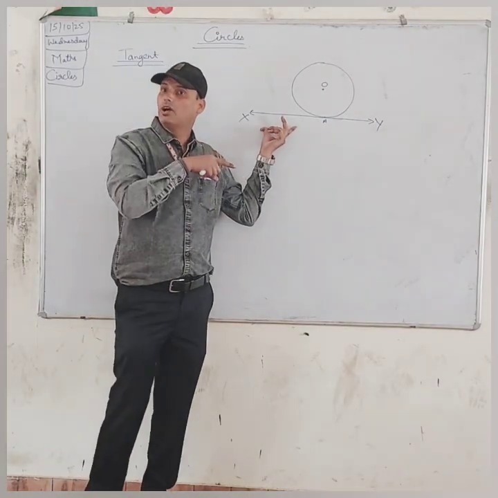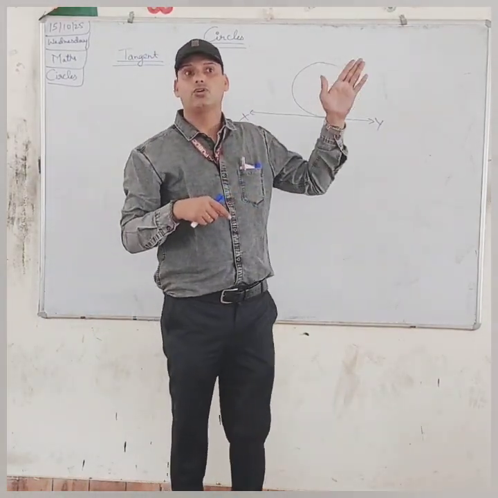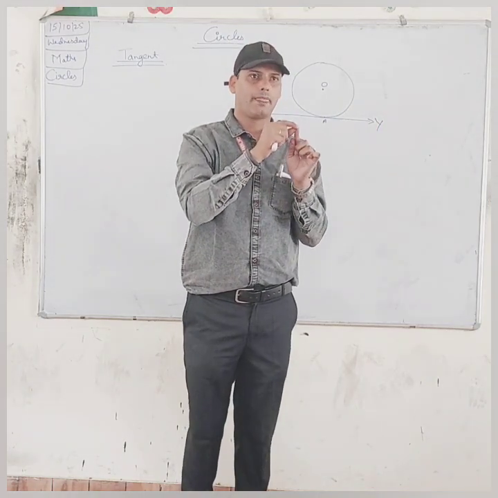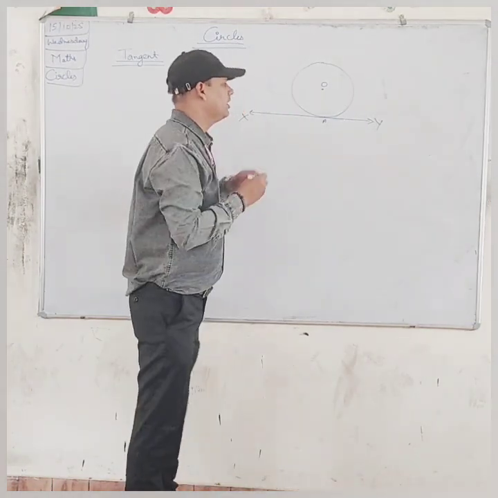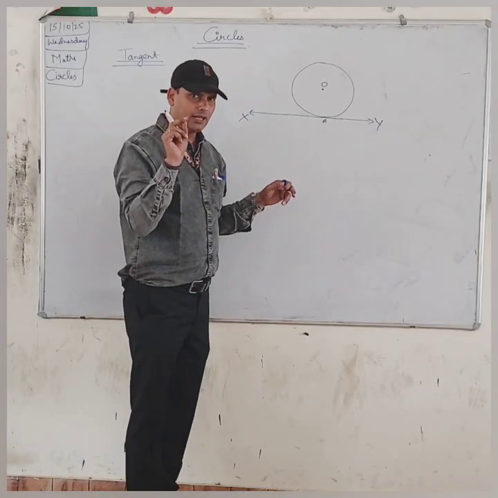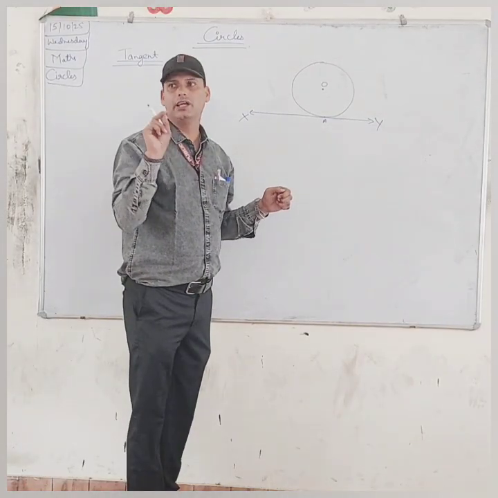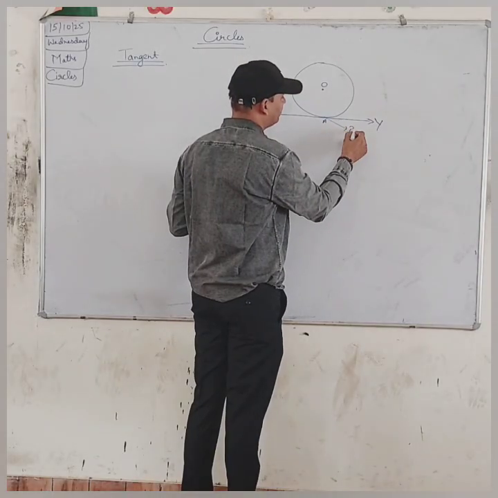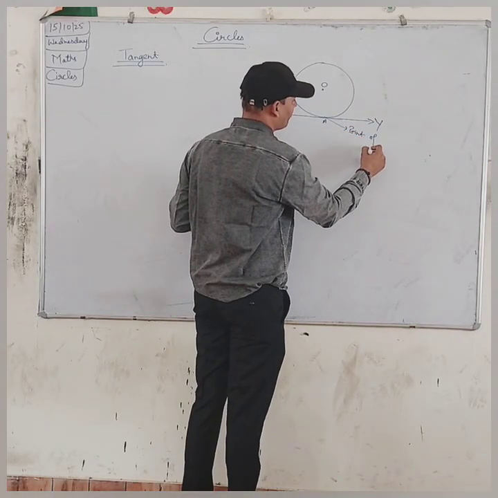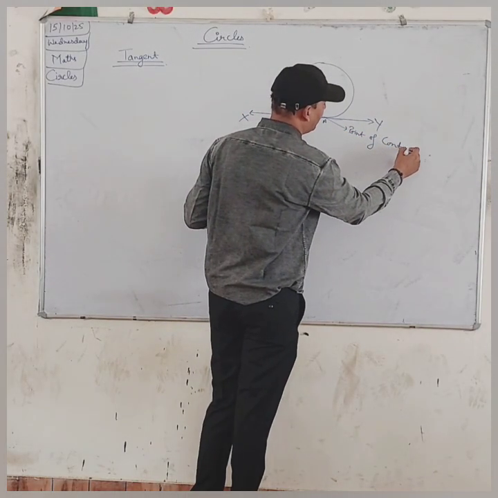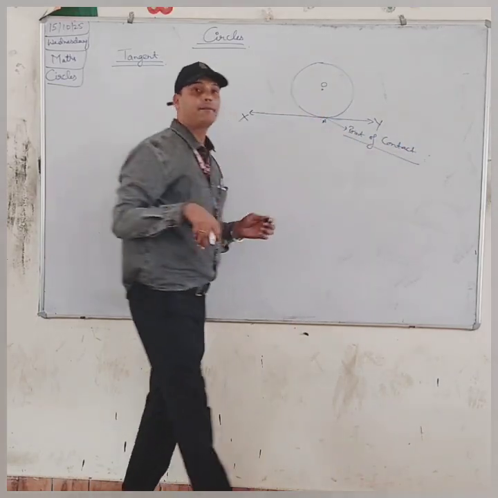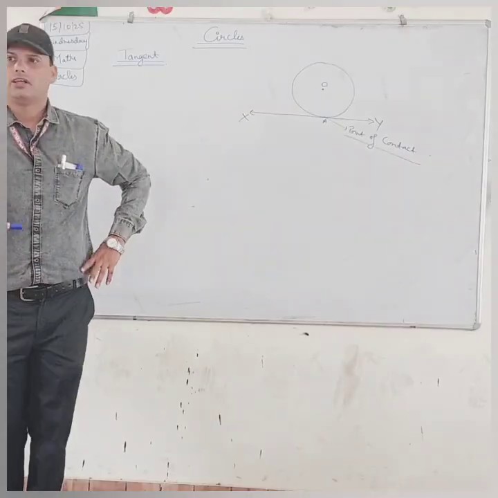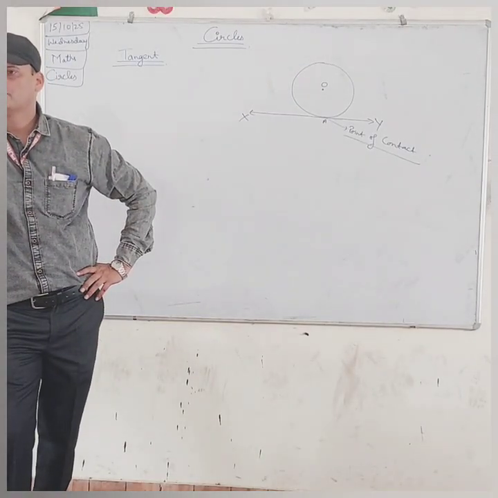ये टेंजेंट कब होगा? जब ये किसी सर्कल को टच करता हुआ निकलेगा, ओनली एट वन पॉइंट. क्लियर है? कोई डाउट किसी को? जिस पॉइंट पे ये टच करेगा, जिस पॉइंट पे ये इंटरसेक्ट करेगा, दैट पॉइंट इज नोन एज पॉइंट ऑफ कॉन्टैक्ट. दैट पर्टिकुलर पॉइंट इज नोन एज पॉइंट ऑफ कॉन्टैक्ट. क्लियर?